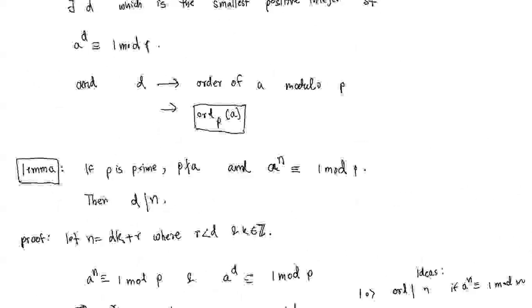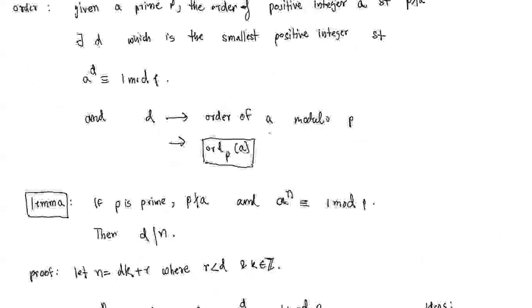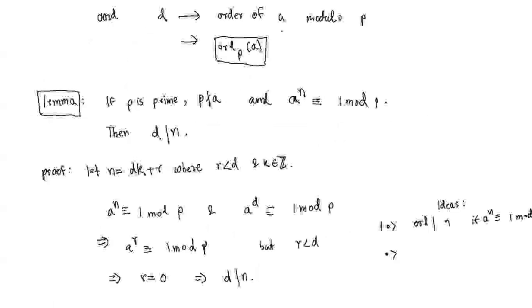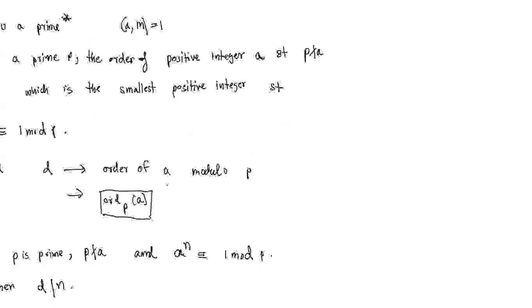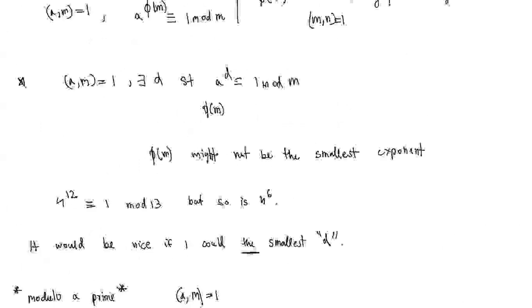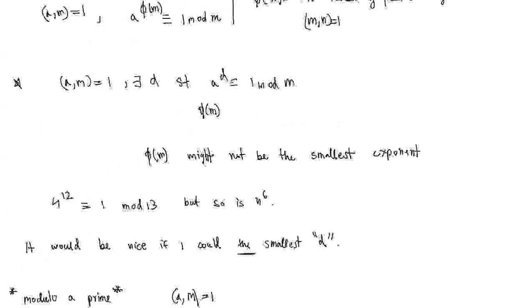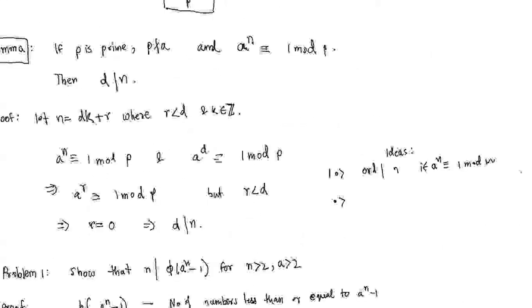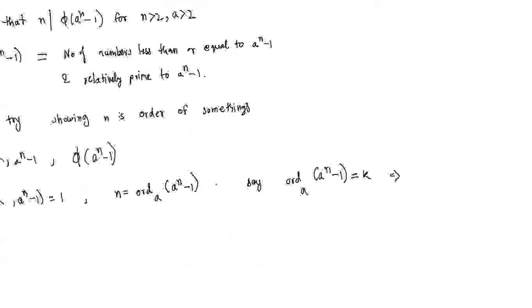We can define order for any number, provided the two numbers have GCD 1. That is the only condition you need. You need that condition because then you can guarantee that phi of m is an exponent such that it's 1 mod m. If they're not relatively prime, you won't get 1.